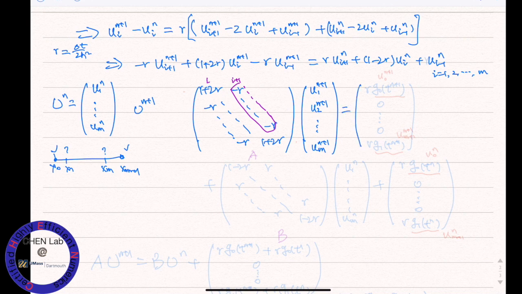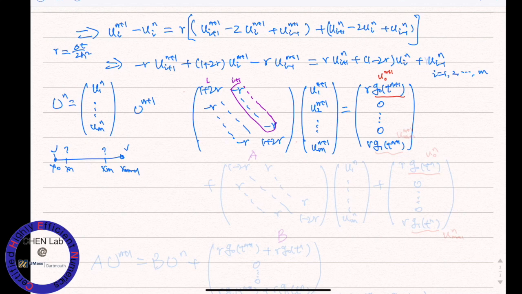We have the r g_0 at t_{n+1}. That's u_0^{n+1}. That's what we moved to the right, and it's 0 in the middle. And now we have the last one, which is r g_1 at t_{n+1}. These two things take care of all the n+1 terms.